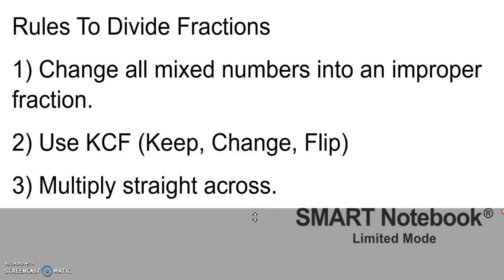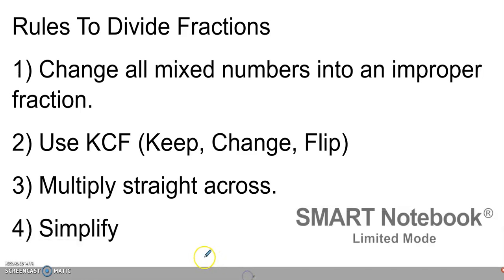Now we've done this before when we were multiplying fractions: numerator times numerator, and then denominator times denominator. And then our last step is to simplify. Okay, that's making sure that if our answer is an improper fraction, we make it a mixed number, or if we can simplify by taking a number to divide the numerator and denominator. So these are our 4 steps.